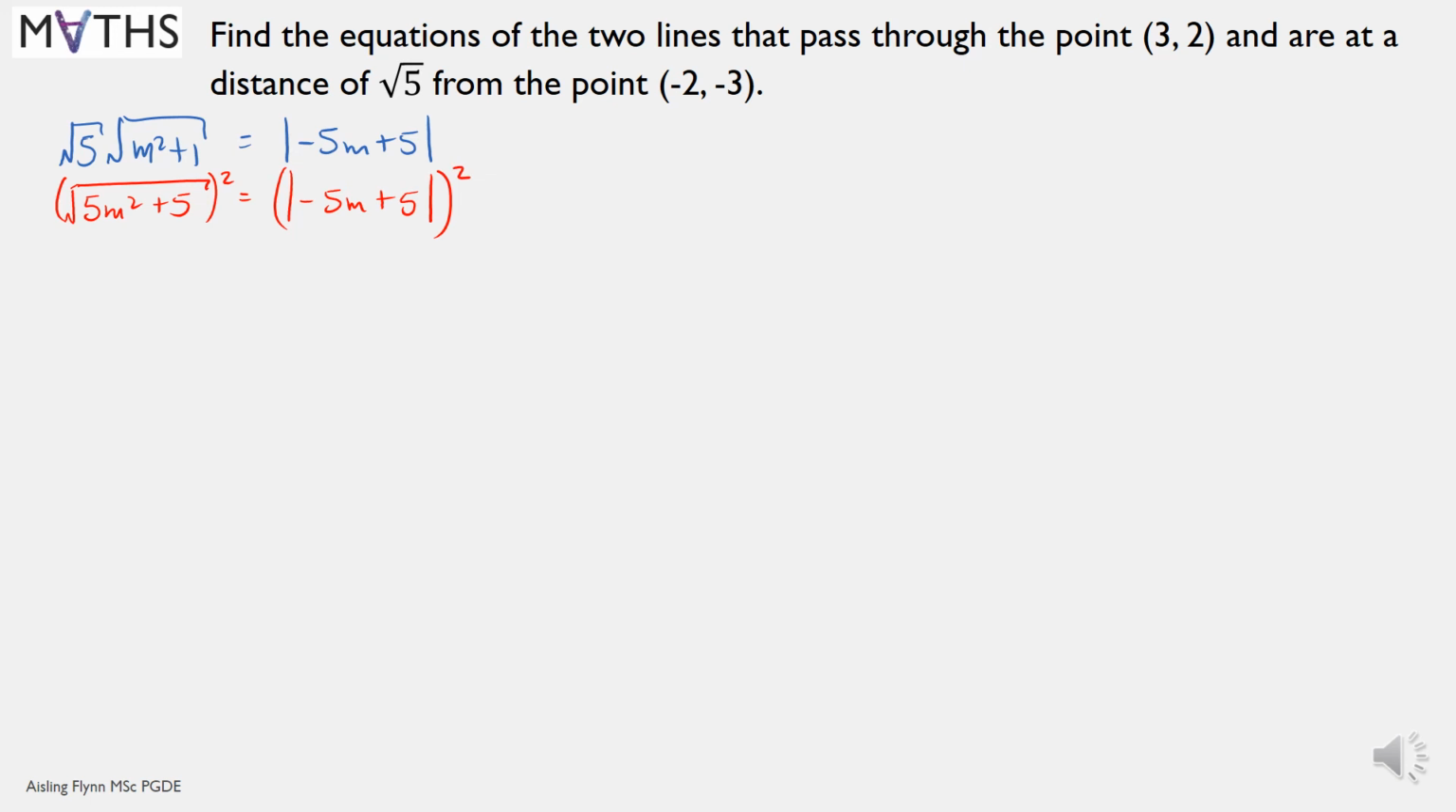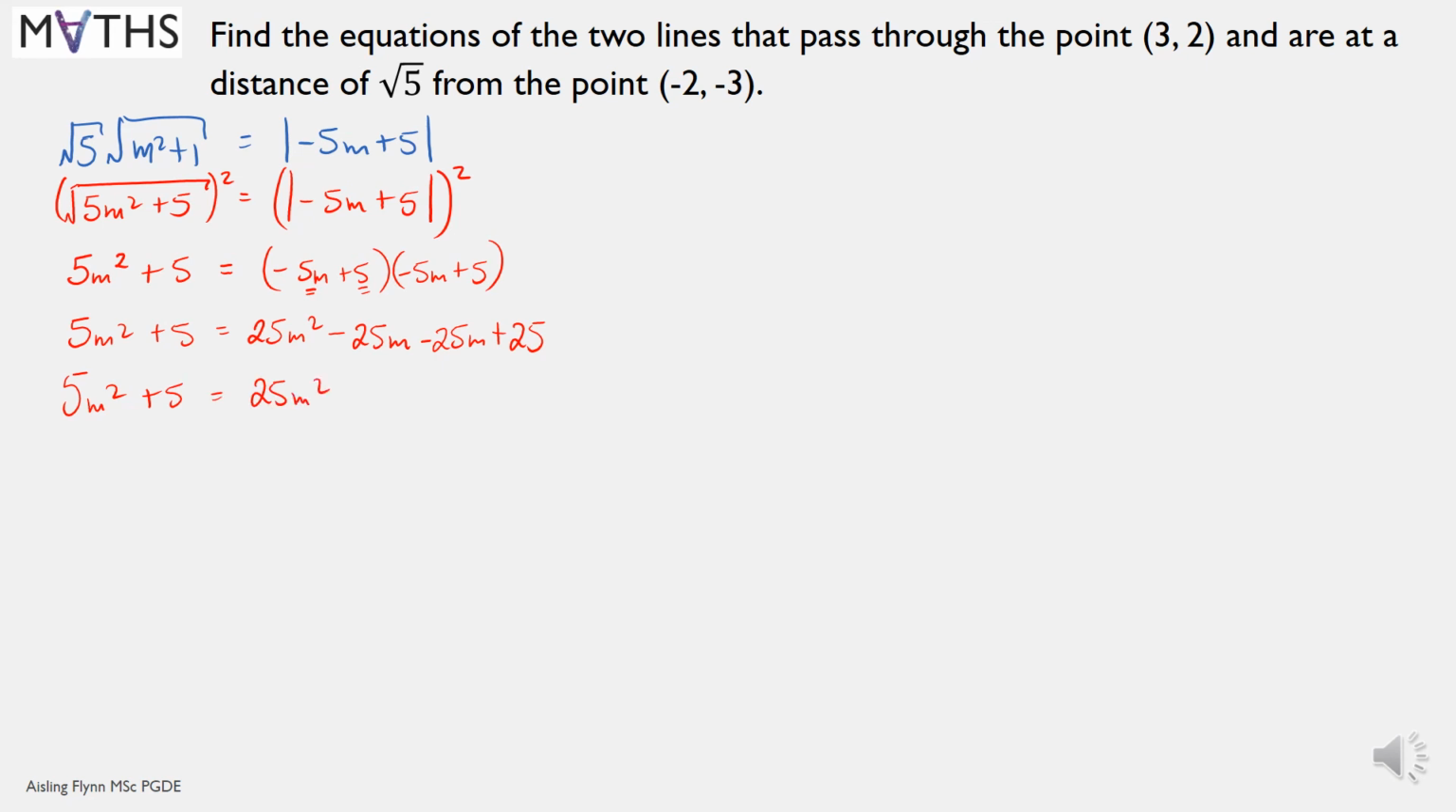Okay, so squaring a square root, what we get is 5m squared plus 5 equal to, now to square this we multiply it by itself, minus 5m plus 5 by minus 5m plus 5. Now squaring this, start with your minus 5, I get plus 25m squared minus 25m. Then going to the plus 5, I get another minus 25m plus 25. Next line, simplify the right hand side, I get 25m squared minus 50m plus 25.